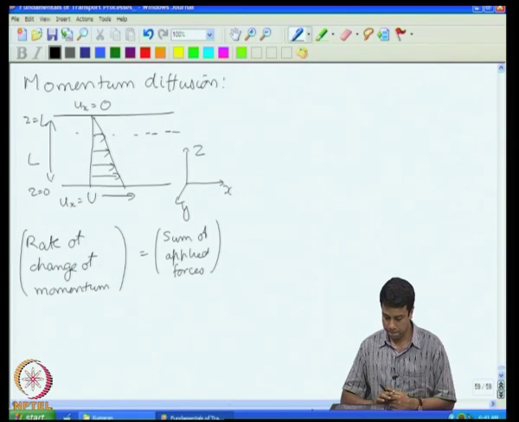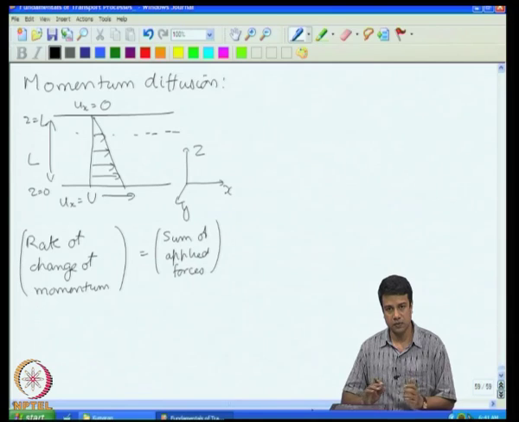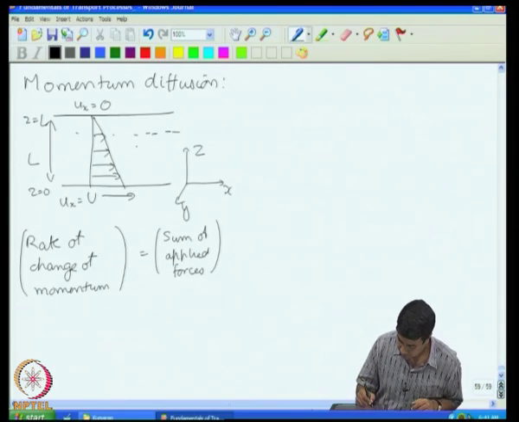So, rate of change of momentum is equal to sum of applied forces. So, that is a fundamental balance law. In this case, as I said, momentum is along the x direction, change in momentum is along the z direction. Therefore, the transfer of momentum, the flux of momentum, is also along the z direction. There is no change in any quantities along the x direction. We will take our usual differential volume.